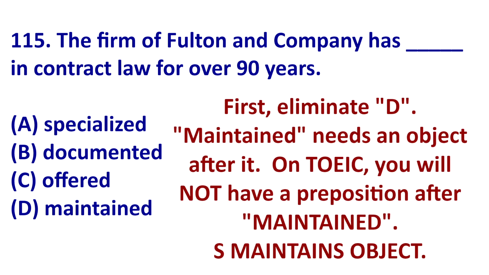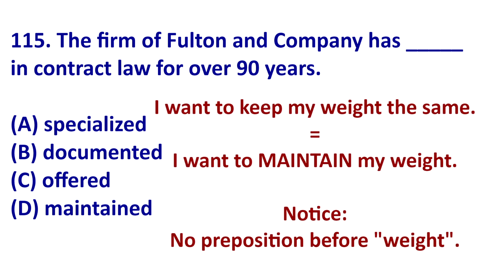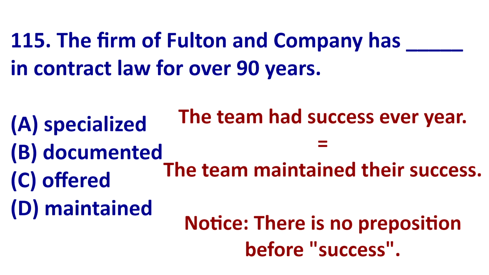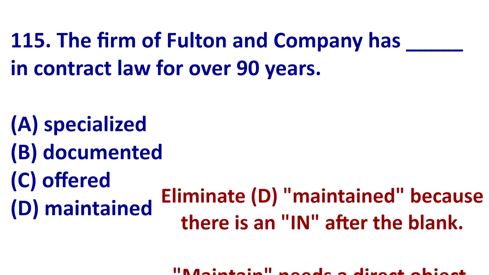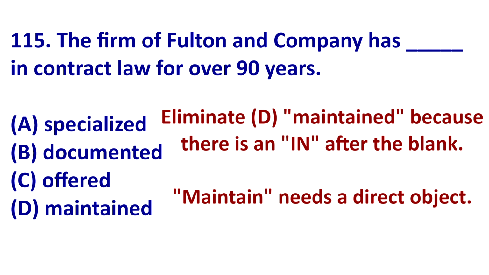Let's go with the first elimination. Let's eliminate D. If you use maintain, you need a direct object. For example, I want to keep my weight the same. I want to maintain my weight. My weight is the direct object. There is no preposition before it. Or the team had success year after year. The team maintained their success. There is no preposition after this. So subject maintains object. So let's eliminate maintained because this sentence has in after it.